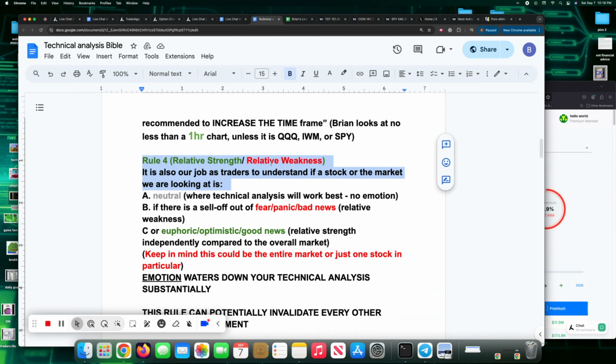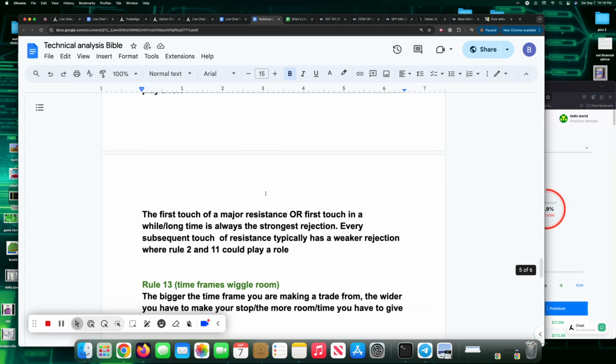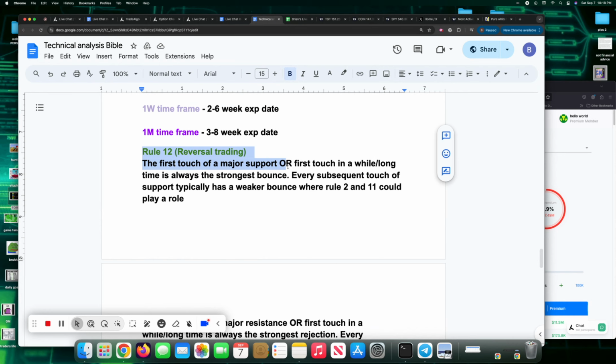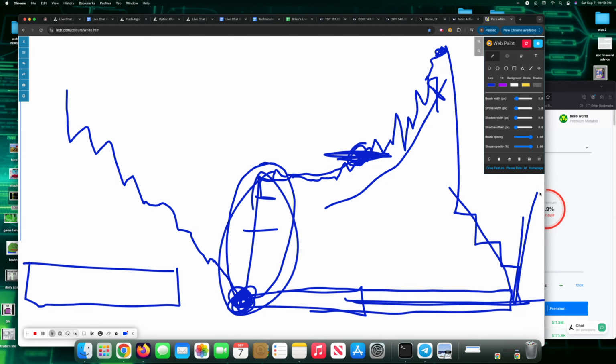Why do I say that? Well, there's a couple rules. Number one, the first touch of a major support, or first touch of a demand zone, or first touch in a really long time. Let's say the 4-hour demand was created in June of earlier this year, and it's now September. So that's 4 months since the demand was created, and now it's the first touch on its way down. That is typically the strongest bounce. So sometimes it's the first touch, sometimes it's the first touch in a while, sometimes it's both. First touch, and first touch in a very long time, is typically the strongest bounce, where it's going to want to recreate this crazy move over here.